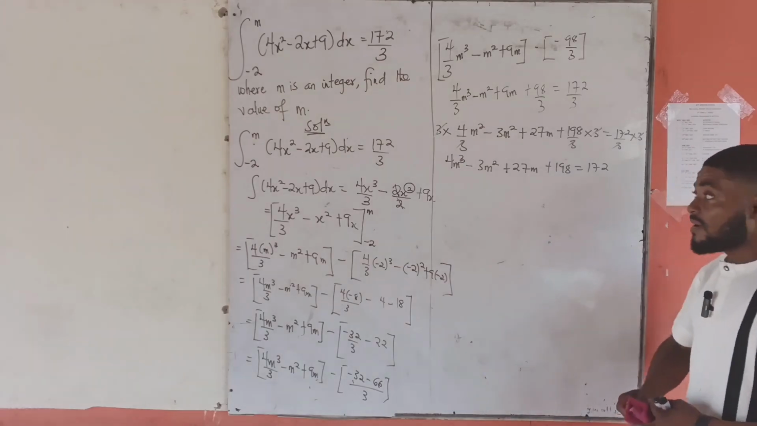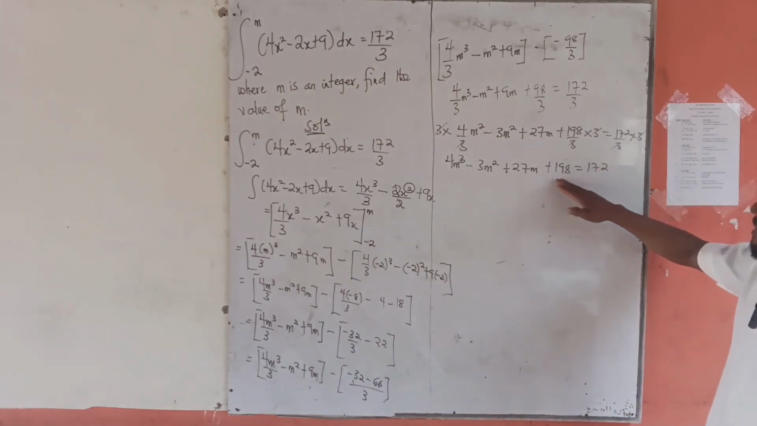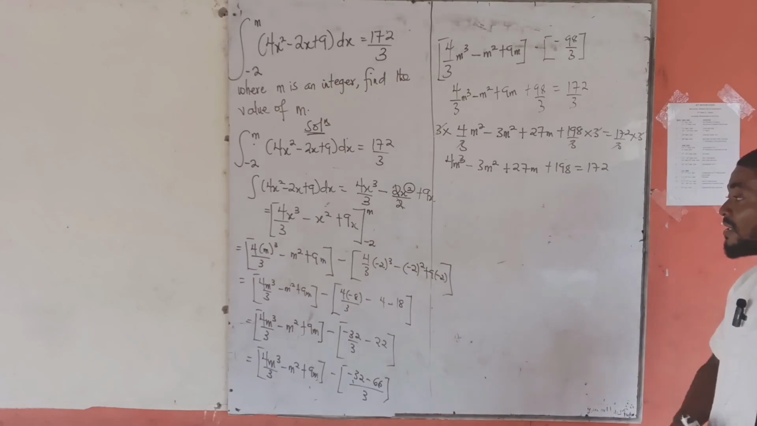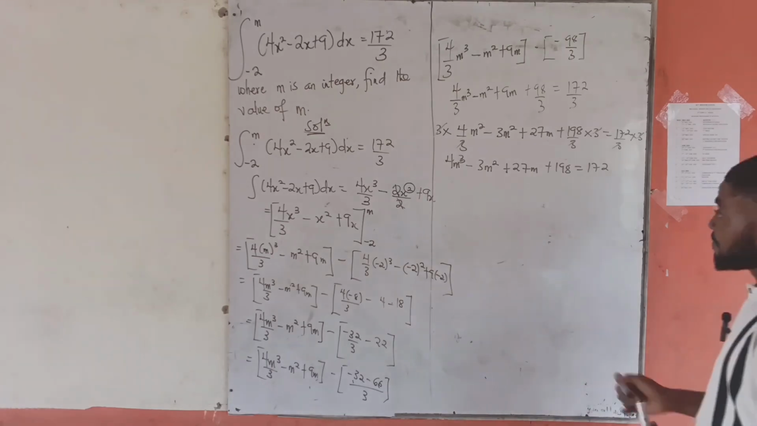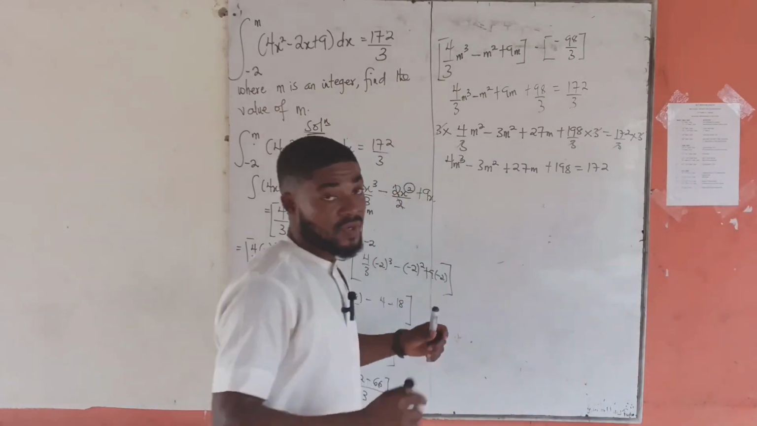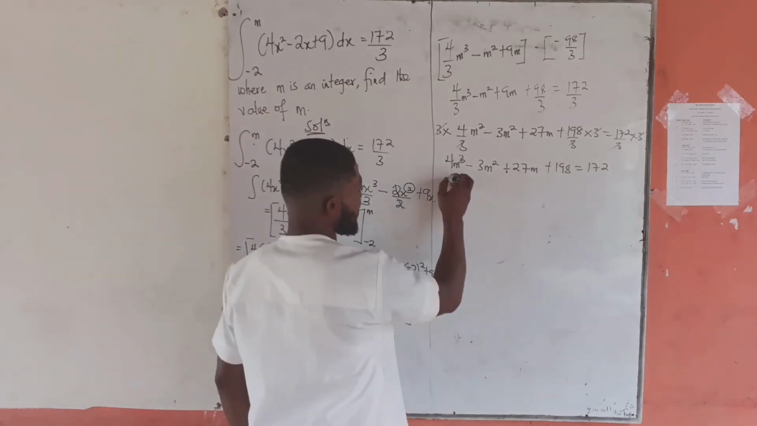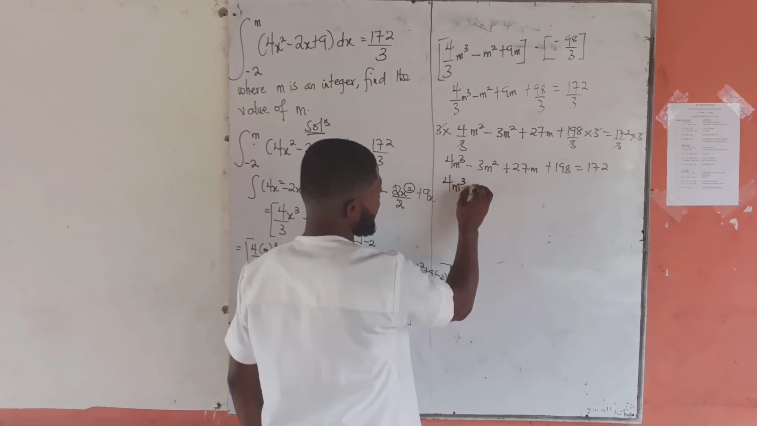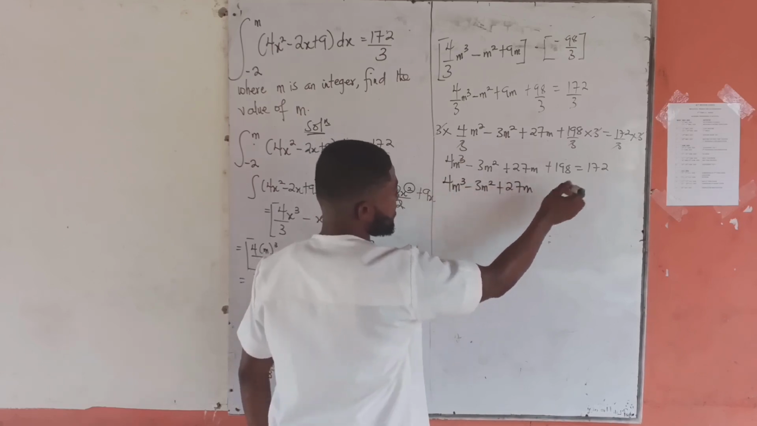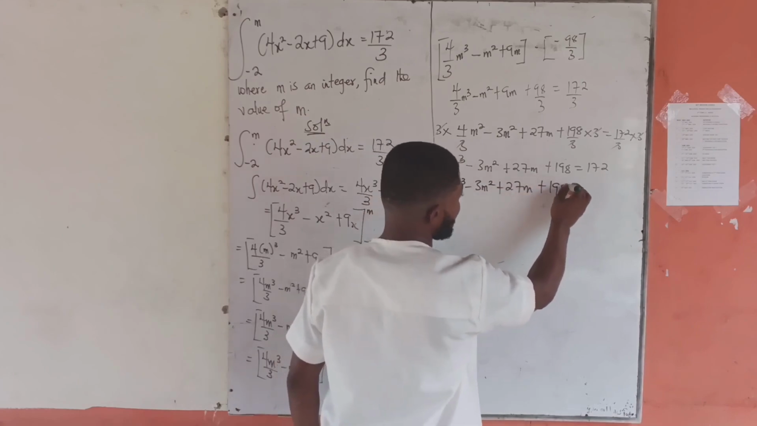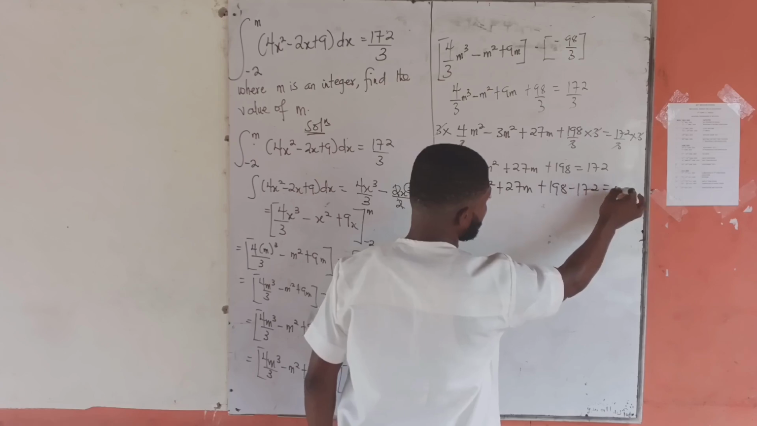A polynomial of power 3, we can bring this to this side, then we use a calculator from there, or if you want to do it manually, you can be able to do it from there too. I'm not with a calculator here, so I would like to do it manually. So I have 4m power 3 minus 3m squared plus 27m. So this will be 198 minus 172 is equal to 0.